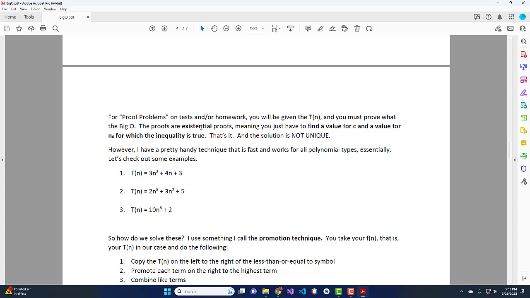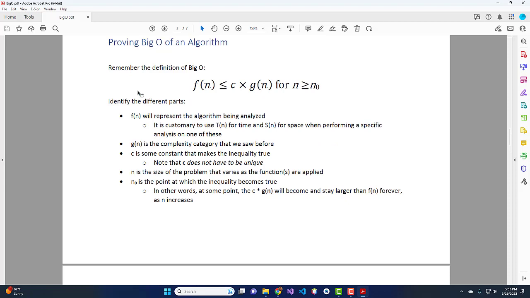The proofs are existential proofs, essentially. They're like a type of direct proof, and they just provide existence. They show that something exists, meaning you just have to find a value for c and a corresponding value for n naught, for which that inequality right here is true.